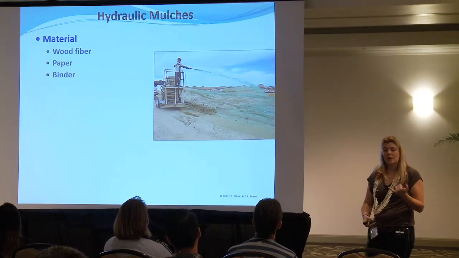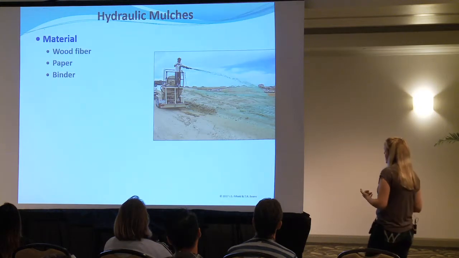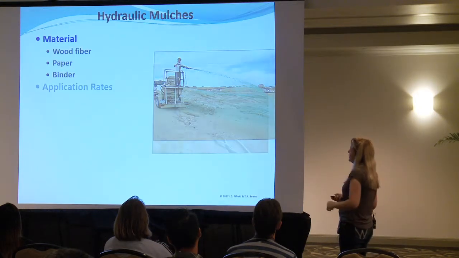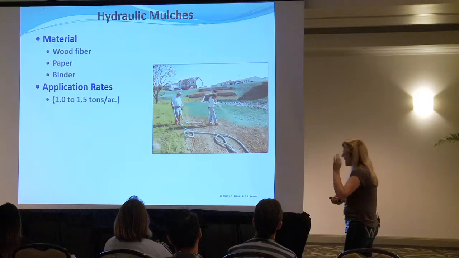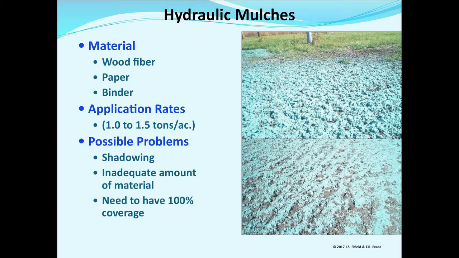So your nutrients can be added in with the slurry here. And on top of it, this is oftentimes where the seed is put in as well. The application rate is going to be about 1 to 1.5 tons per acre. This is what they've found over the years is going to probably work the best for a traditional hydraulic mulch. But possible problems: a hydraulic mulch is not a perfect BMP. There is no perfect BMP out there.